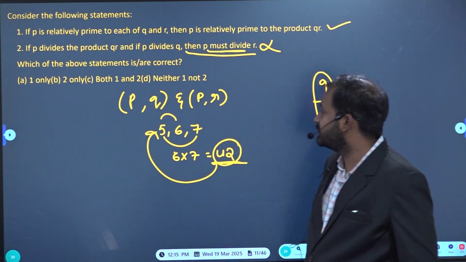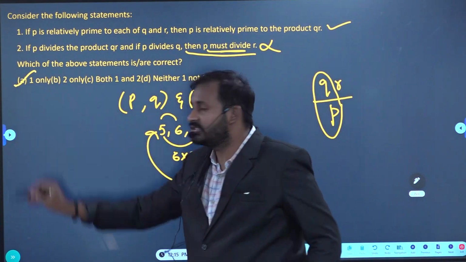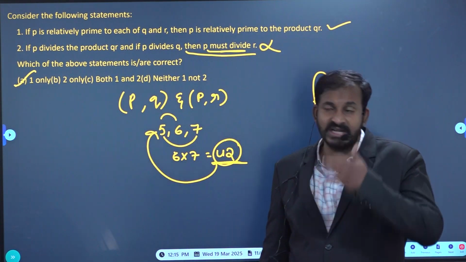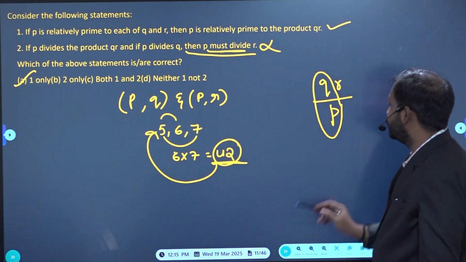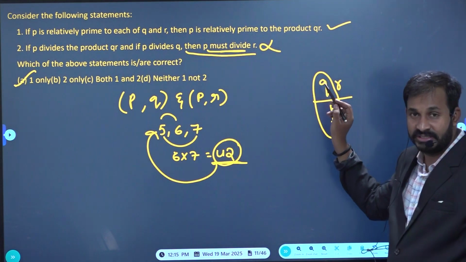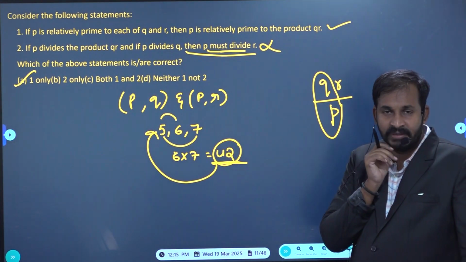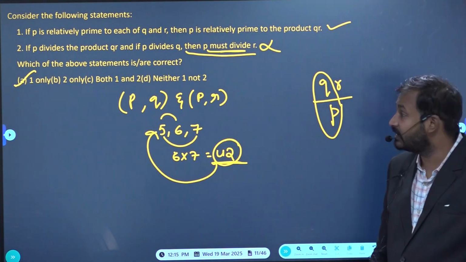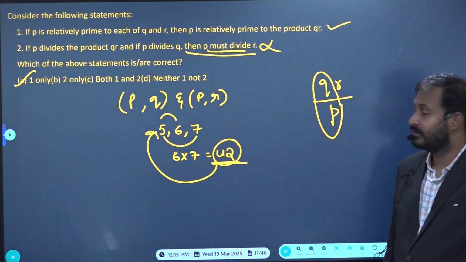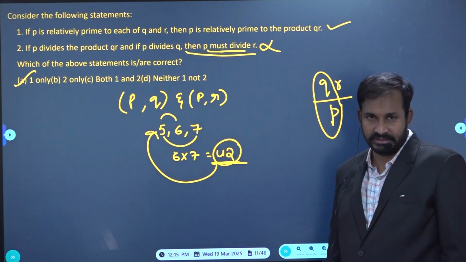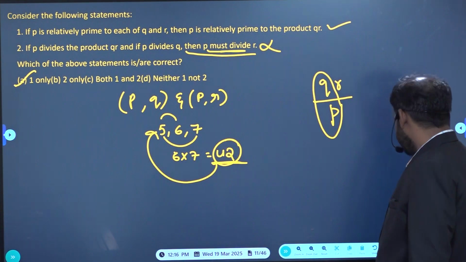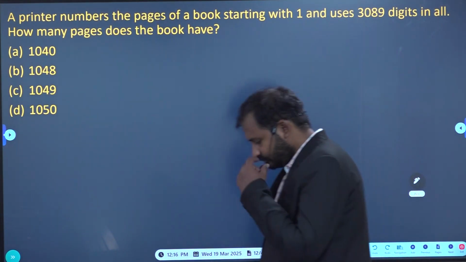So because of that, I can say that only one is true here. Please observe carefully, students. We have already seen such things. R may or may not be divisible. But here he is telling that R should definitely be divisible, and that is not correct. It may or may not. Next one.